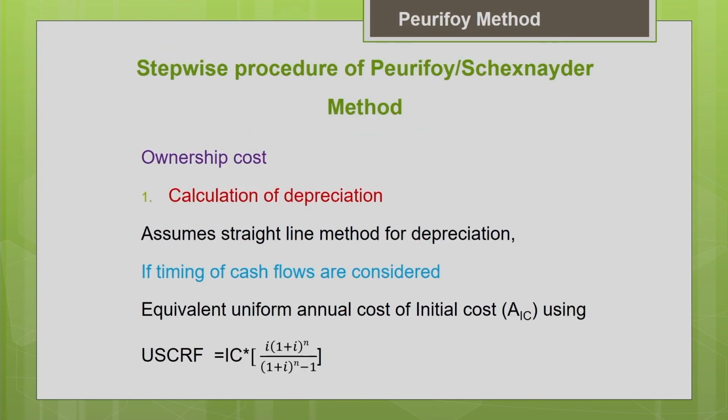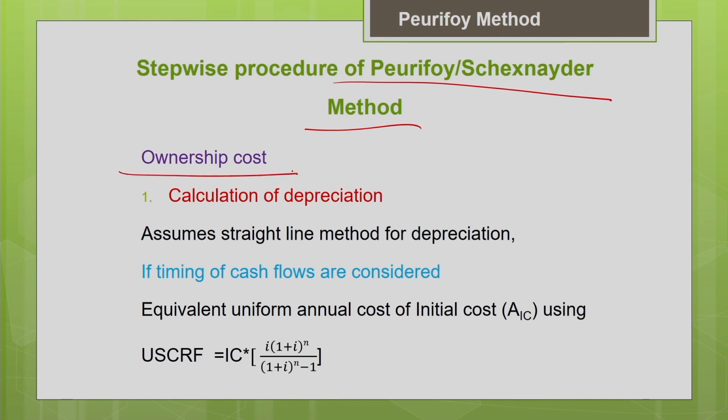Now let us move on to the stepwise procedure of the Peurifoy method. Peurifoy is a very popular method. He is a very famous person, even considered as the father of modern construction engineering. His contribution towards construction engineering, construction equipment and equipment cost estimation is highly appreciated by many people. You can see his approaches are very rational. So let us discuss his guidelines on how to estimate the equipment cost.